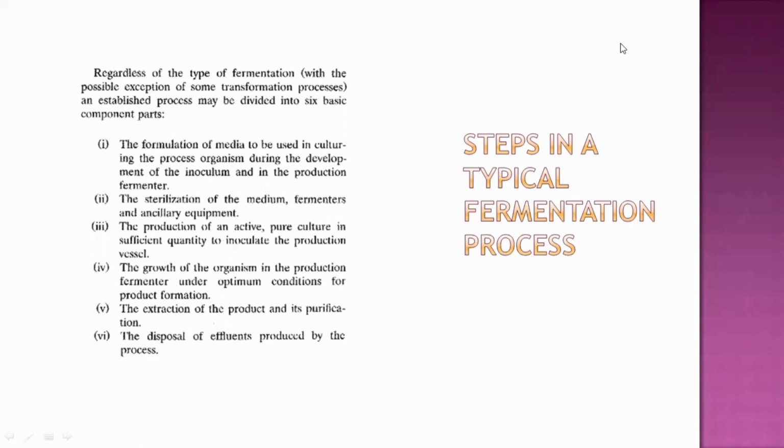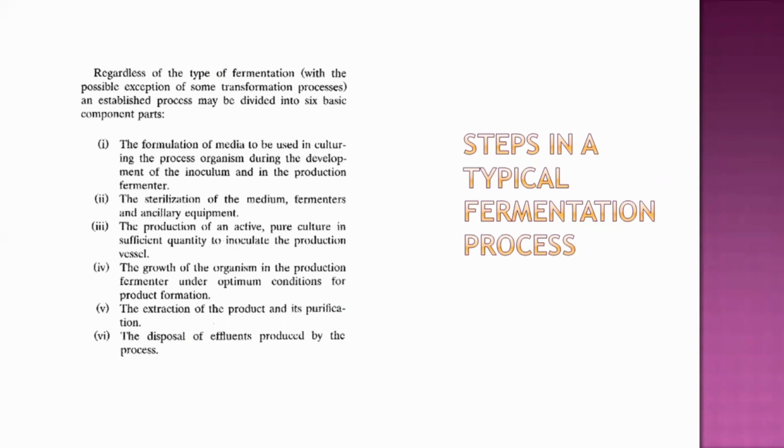Now, remember, we've begun by defining the term fermentation as the process of catabolism of compounds, mainly carbohydrates. Regardless of the types of fermentation, the following 6 steps are necessary. The first one is you formulate the media to be used in culturing the microorganism. Now, number 2, we do the sterilization of the media, fermenter, and the equipments.